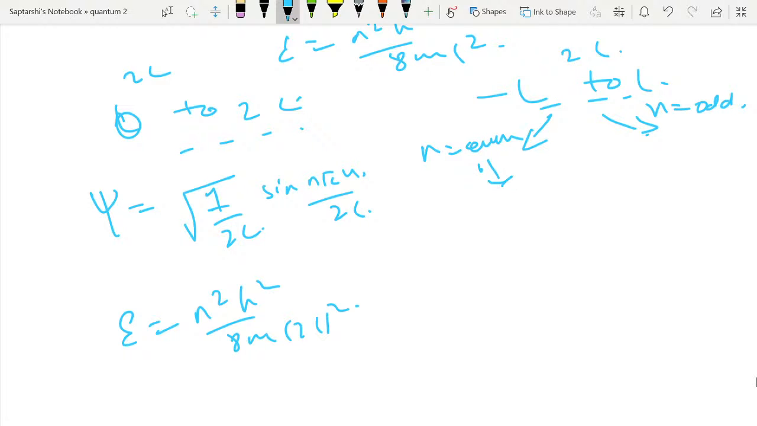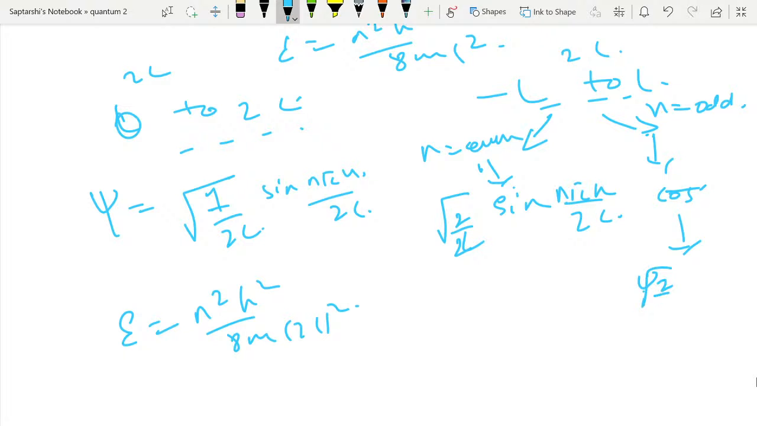When n is even, it will have a sine function. When n is odd, it will have a cos function. So the wave function will be psi equals root of 1 by L sine of n pi x by 2L for even n, and psi equals root of 1 by L cos of n pi x by 2L for odd n. So n equals 1 is odd, and n equals 2 is even.